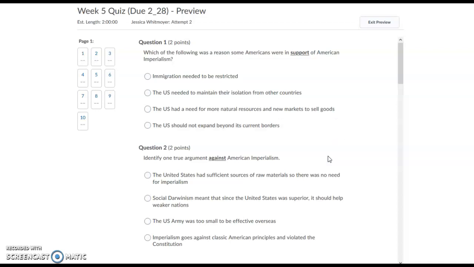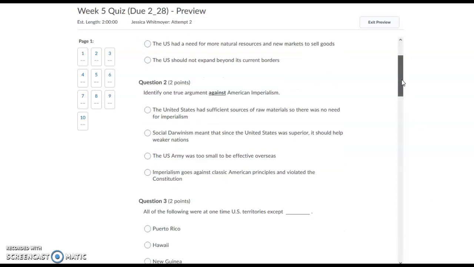Question 2. Identify one true argument against American imperialism. The United States had sufficient sources of raw materials, so there was no need for imperialism. Social Darwinism meant that since the United States was superior, it should help weaker nations. The U.S. Army was too small to be effective overseas, or imperialism goes against classic American principles and violated the Constitution.